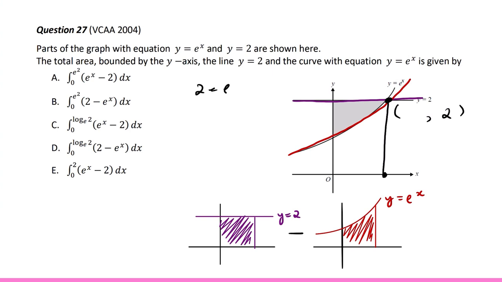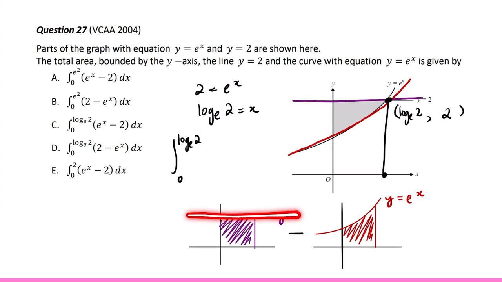So 2 is equal to e to the power of x. To get x by itself, just take the log e over. So that's log e 2 equals x. So that's your specific x value. So what do we have in total? I'm going to integrate between 0 and log e 2. I'm going to integrate my curve, well, it's actually the line, y equals 2. Then I'm going to subtract the area underneath the curve of e to the power of x. That's all dx. You can see here that that is part D.